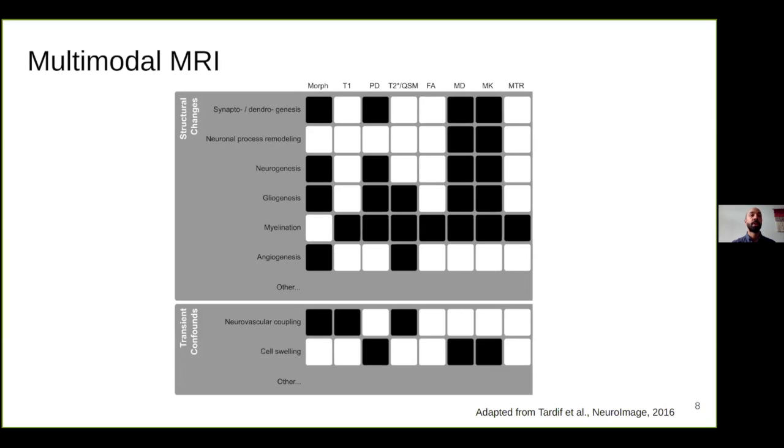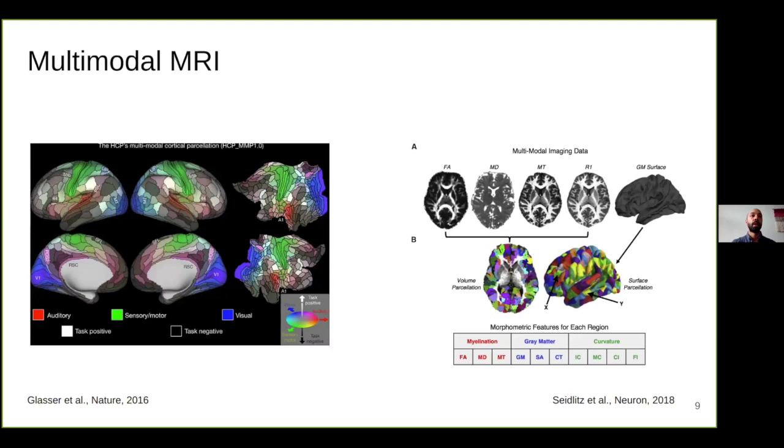But if instead you're interested in, say, generally age-related changes, there you want to be sensitive to a wide array of things happening in the brain at the cellular level. And so in that sense, combining multiple metrics together increases the range of your sensitivity, and that's actually a good thing. So there have been a lot of works recently which have benefited from this combination of multiple MRI metrics.